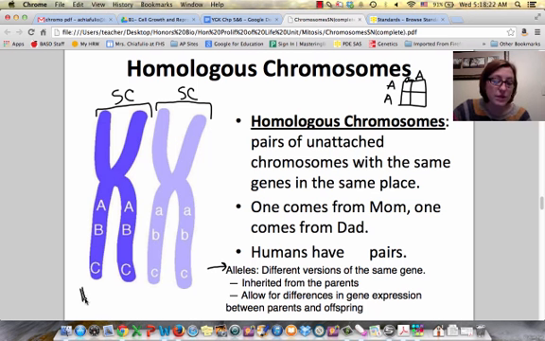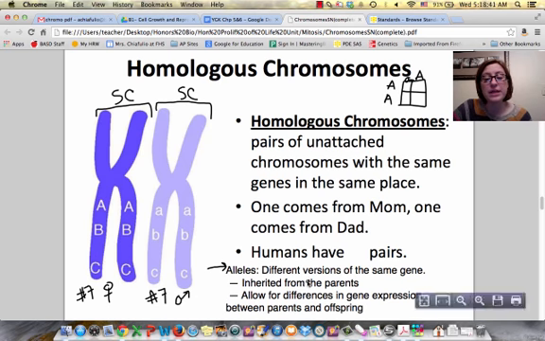So let's say this is chromosome number 7 from your mom, okay? This represents chromosome number 7 from your dad. So they have the same genes on them, but they might have different alleles depending on what your parents had in their own genetic makeup to give you.